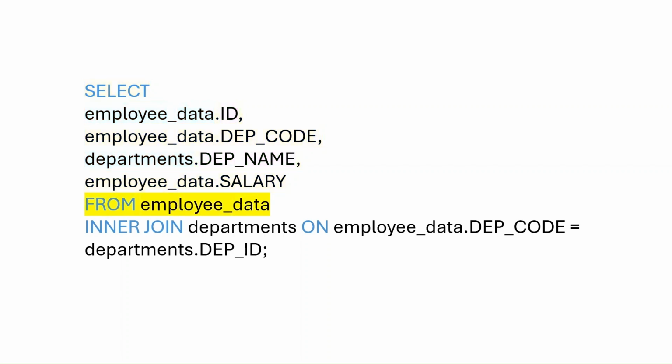And then we have our FROM employee data. That's the table that we want to get the data from. Then we use an inner join to specify the other table we want data from: inner join departments on employee.dep_code is equal to departments.dep_id. These are the two related columns, because if you remember from the lectures, what we have in dep_id is the same as the values we have in employee dep_code. This is a perfectly valid way to join these two, because they do not have to have the same name, as I said.